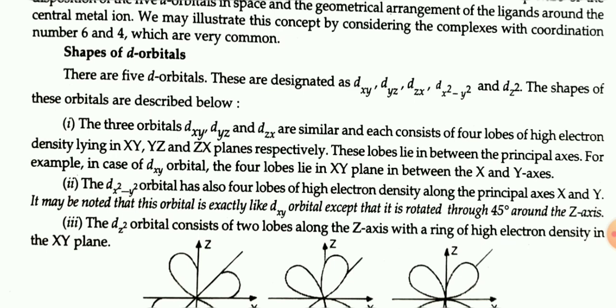For example, in the case of the dxy orbital, the four lobes lie in the xy plane in between the x and y axes. Second, the dx² minus y² orbital has also four lobes of high electron density, along the principal axes x and y. It may be noted that this orbital is exactly like the dxy orbital except that it is rotated through 45 degrees around the z-axis.